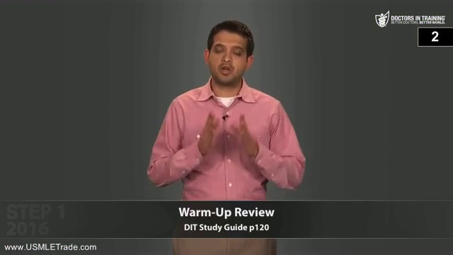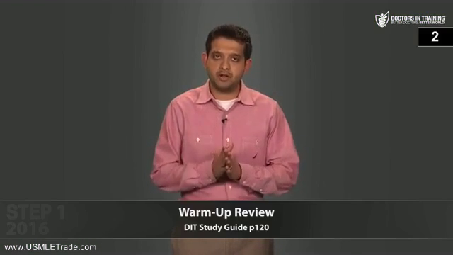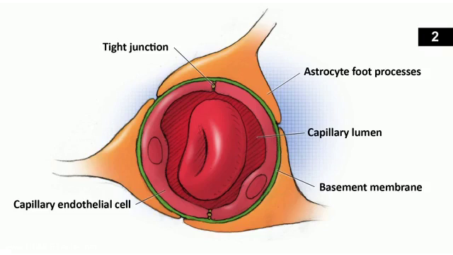Next question. What are the components of the blood-brain barrier? So there's three structures that you guys need to know. One, the astrocyte foot processes. Next is the basement membrane. And finally, capillary endothelial cells with tight junctions, which are also called non-fenestrated endothelial cells.